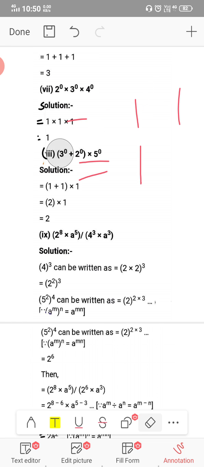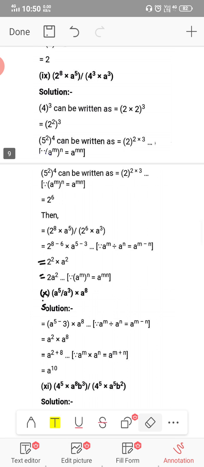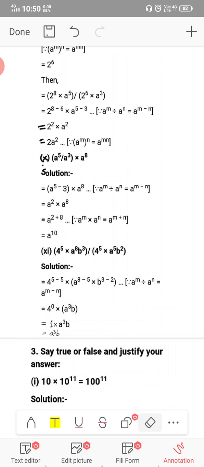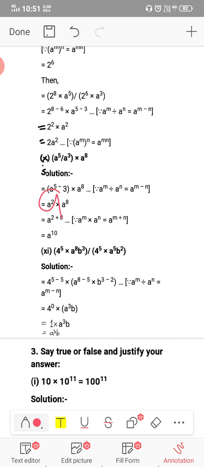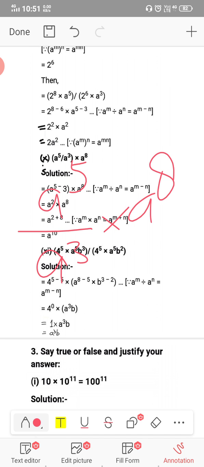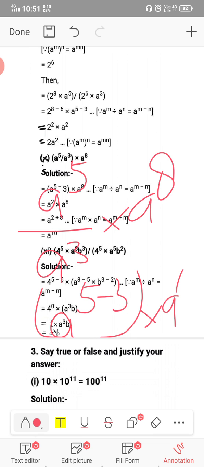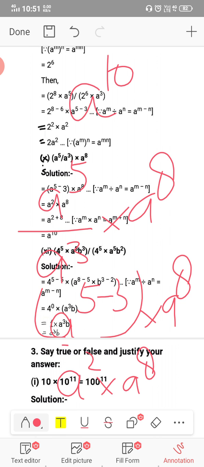Now in the last part of the question, we are having a to the power 5 into a to the power 3 divided by a to the power 3 into a to the power 8. So this can be written as a to the power 5 minus 3 into a to the power 8. This will give you a to the power 2 into a to the power 8, and the answer is a to the power 10, because these powers can be added as they are having the same base.